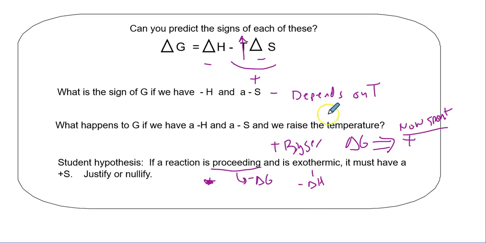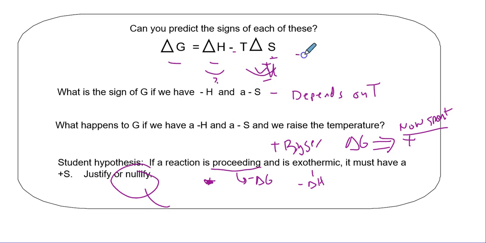All right, let's see what we got here. Let's rewrite down what we got. So this is negative and this is negative. It must have a positive delta S? Well, first of all, it doesn't have to have anything. All you need is one of these pointing towards spontaneous, and then this one can vary. So if this is positive, then negative and positive and negative is negative, and it will definitely run. So this is nullified because this thing could be negative.